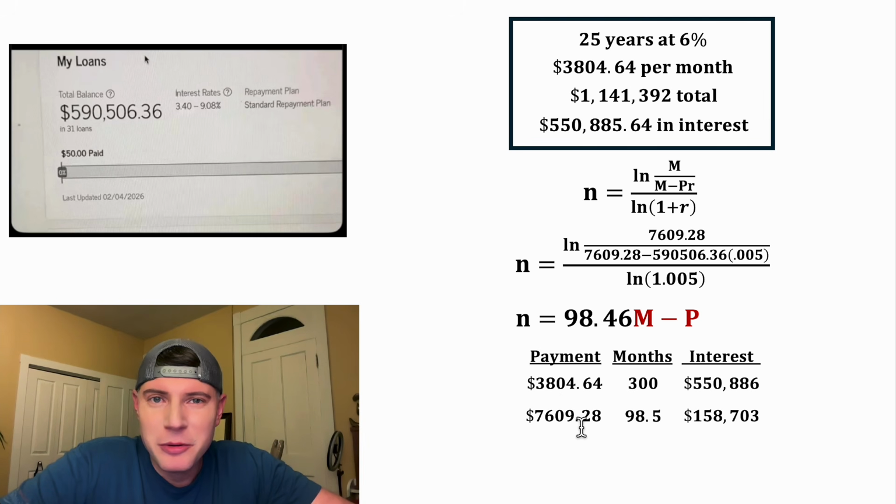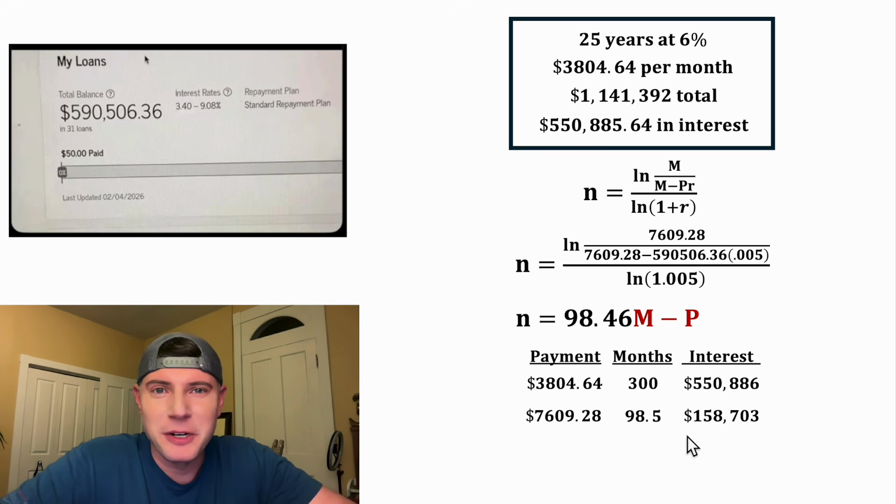$158,703. So by doubling your monthly payment, you end up cutting the length of the loan to less than a third of what it was before. And the interest paid ends up being about a quarter of what it was before. That's pretty crazy. Of course, this is a humongous monthly payment, so it makes a lot of sense. It'd make a big difference.